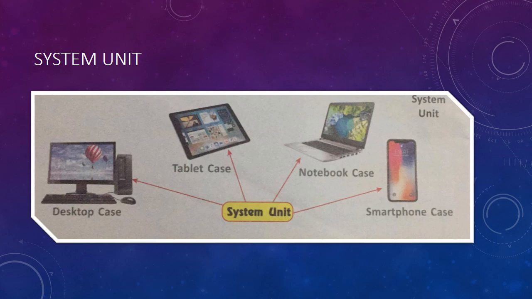So system unit is the first one. It is a plastic or metal case that stands near the monitor. It protects the internal electronic components from damage. So it is also called a computer case. Every computer has a system unit or a computer case. It is available in a variety of shapes and sizes. You can see the picture: desktop case, tablet case, notebook case and smartphone case. These cases protect the internal electronic components from damage.